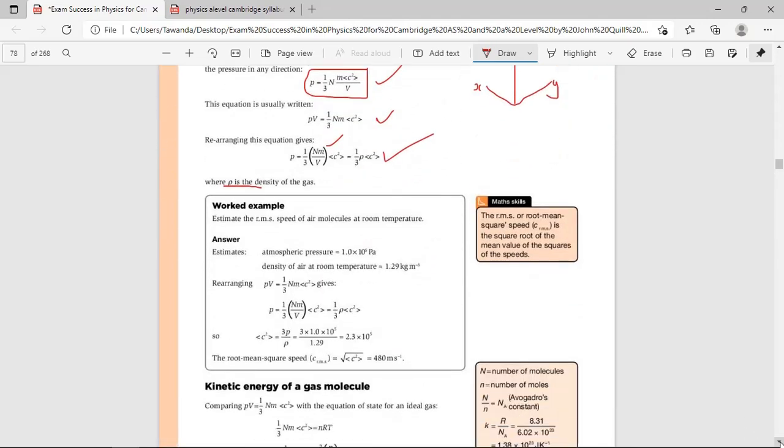Right, we also have this worked example. It is saying estimate the root mean square speed of air molecules at room temperature.